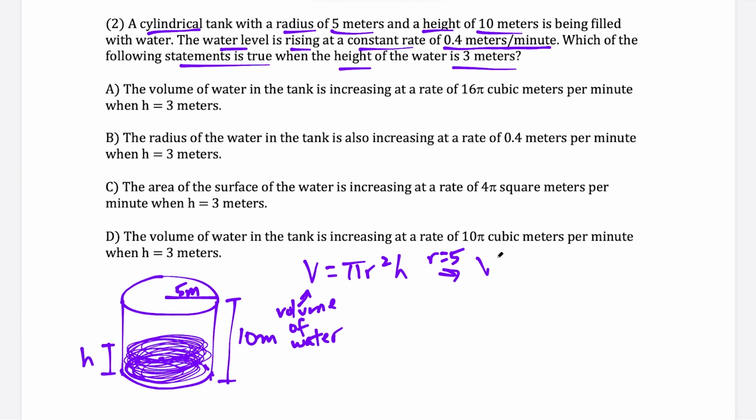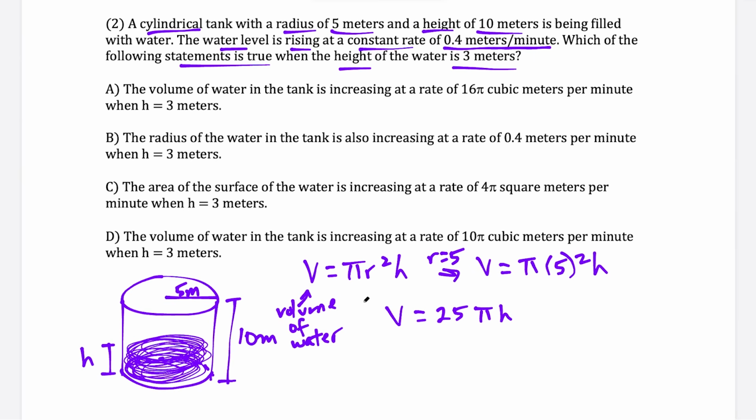That's not changing. And that's going to give us the volume of water is pi times 5 squared, and then times h. So the formula we have is volume equals 25 times pi, so we have 25 pi times h. So now we're going to look at the rate of change of the volume of water.